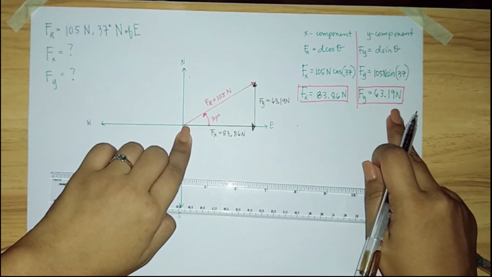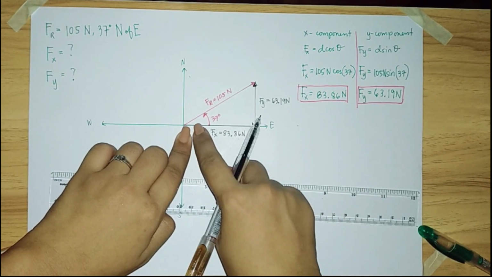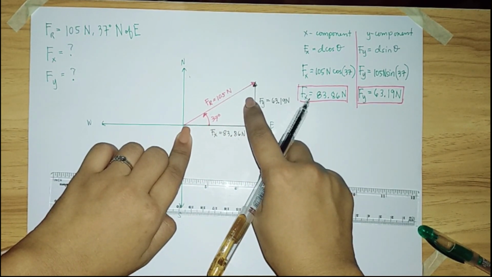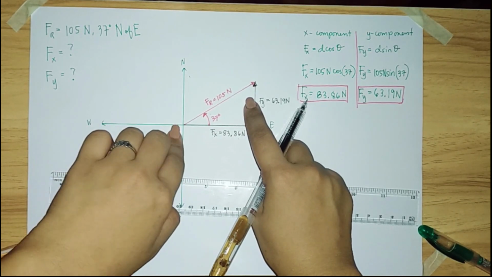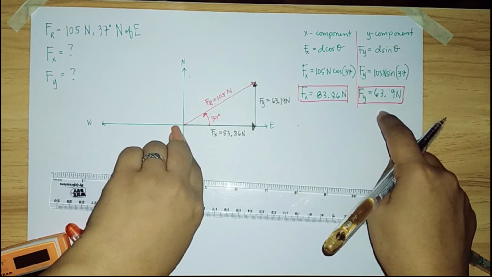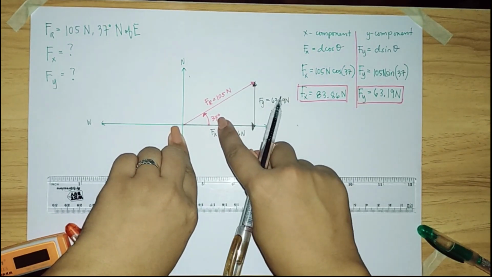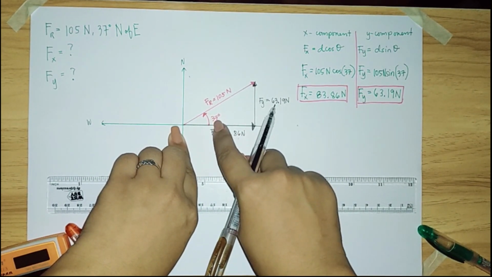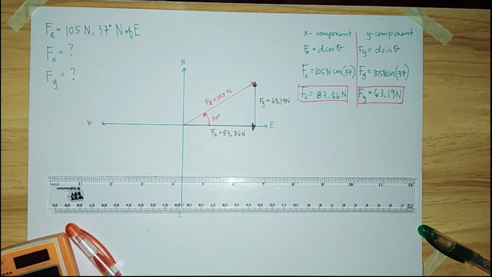Usually, this is used if the given vector is not lying on the x or the y axis. It is used if the given vector has an angle. So, that's it for x and y component.